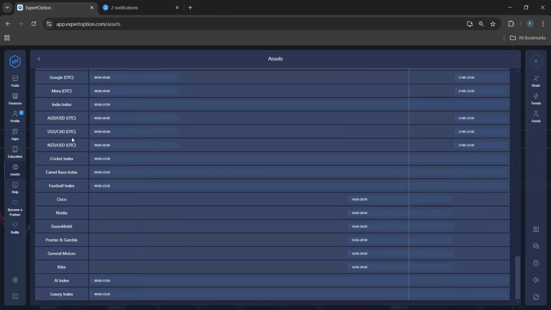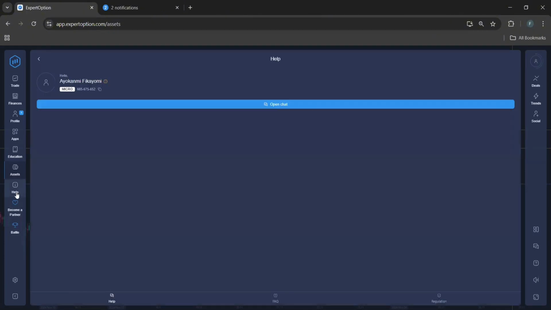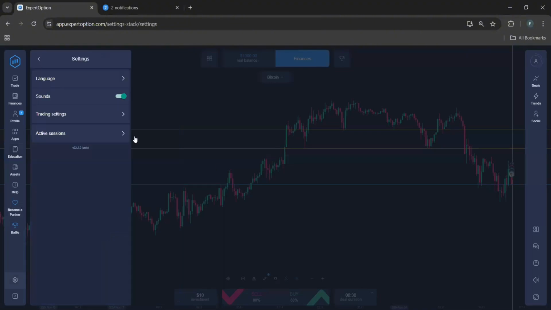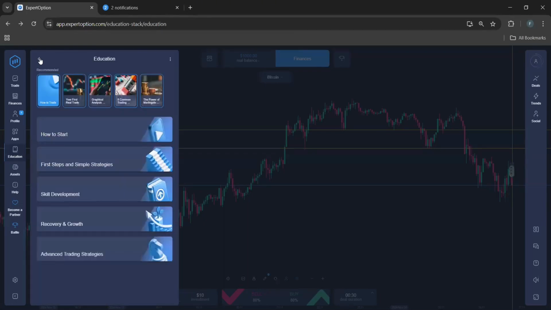Luxury index. I'm not sure it's on CP. I'm not sure some broker offers it. Cricket, see how they work and all of those things. When you need help, you chat up the live chat and all of those things. This is the settings level. You can adjust the trade settings and all of those things there, okay?